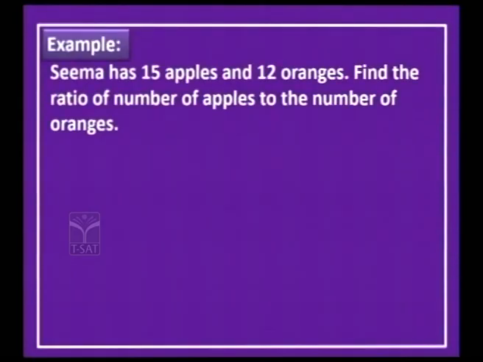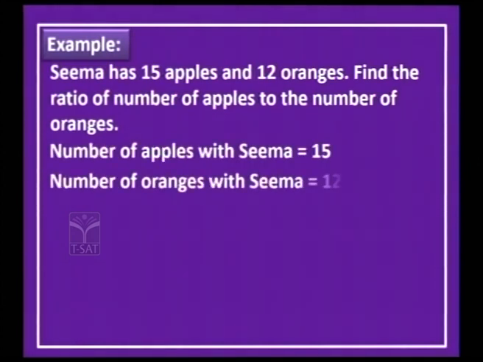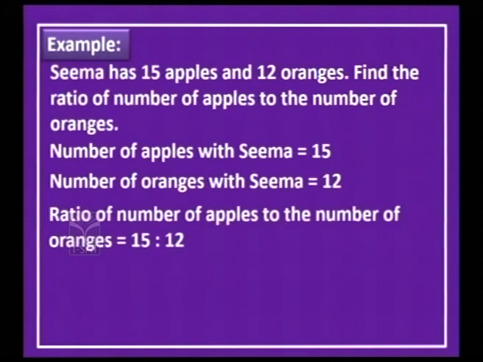Now let us take one example here, children. Seema has 15 apples and 12 oranges. Now we need to find the ratio of the number of apples to the number of oranges. Let us see. The number of apples is 15 and the number of oranges is 12. So what is the ratio, children? Yes, 15:12. That is the ratio of apples to oranges. And I already told you that A is to B can be written as A by B. That means this is written as 15/12.